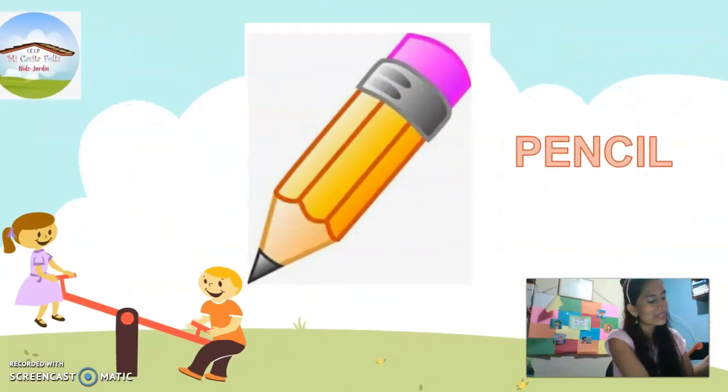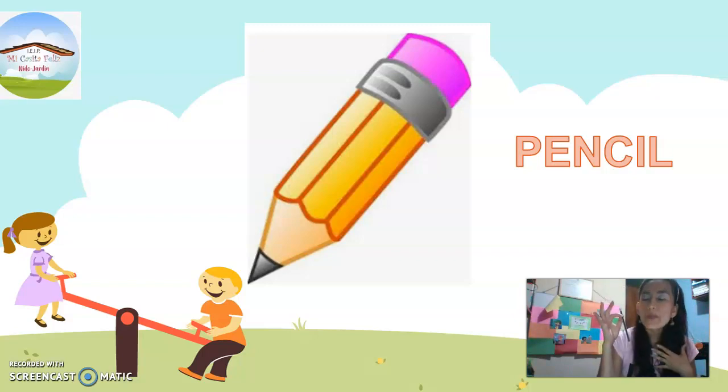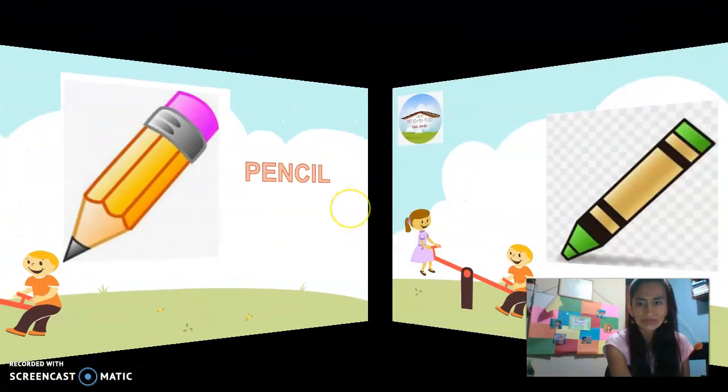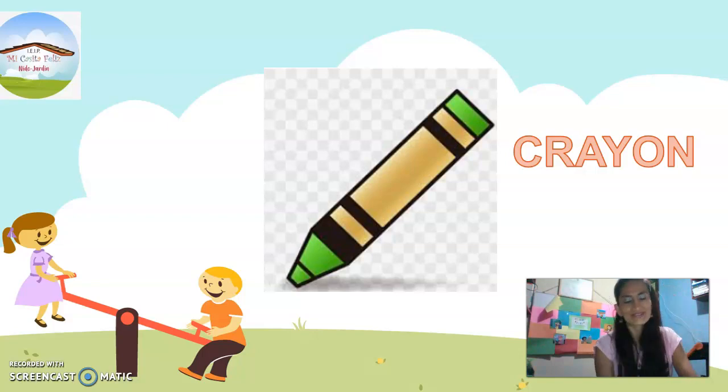Pencil. Yes, pencil. Look, my pencil. What is that? That is a pencil. What is this? This is my pencil. Crayon. Crayon, what is that? Crayon. What is this? It is my crayon. This is my crayon. My red crayon.